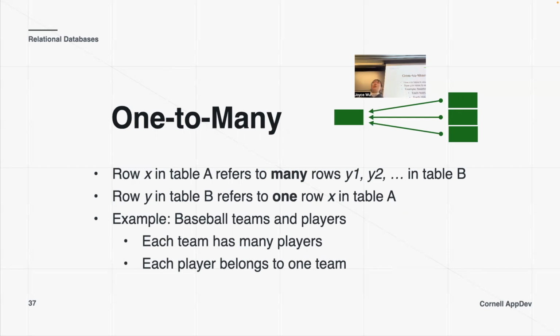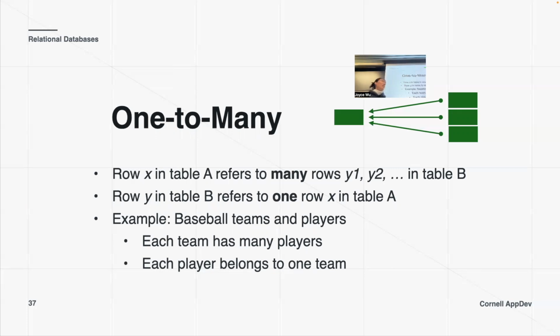In a very similar vein as one-to-one relationships, a one-to-many relationship is just that one particular row in your first table might correspond with many rows in your second table. So abstractly, we have row X in table A referring to many rows in table B, so it could be Y1, Y2. But that specific row Y in table B only corresponds to one row in the first table, which is table A.